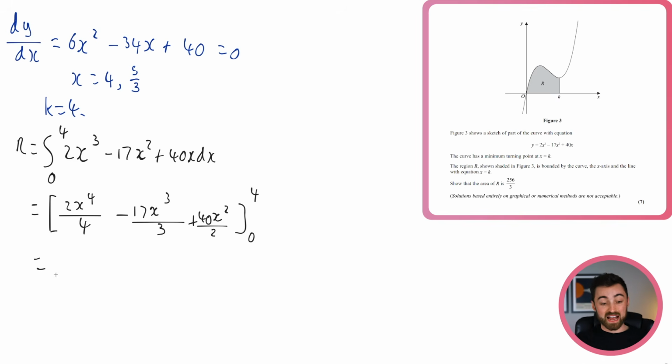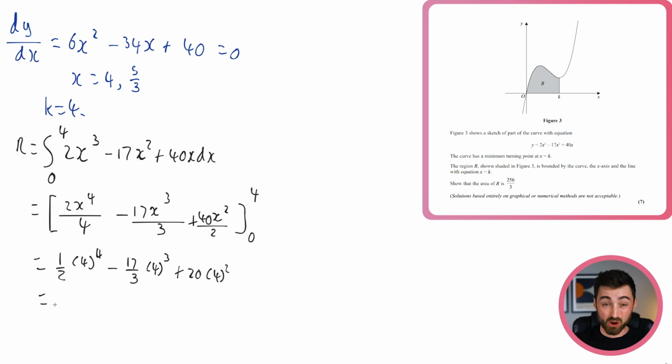Okay, so as I said, when I sub x equals 0 in here, everything's going to go to 0. So the only thing I actually care about is subbing 4 in. So 2 over 4 is a half, so that's going to be a half, and then I'm going to sub the 4 in, so 4 to the 4. Minus 17 over 3 times 4 cubed, plus 40 over 2 is 20, so 20 times 4 squared, and I really hope this is 256 over 3.